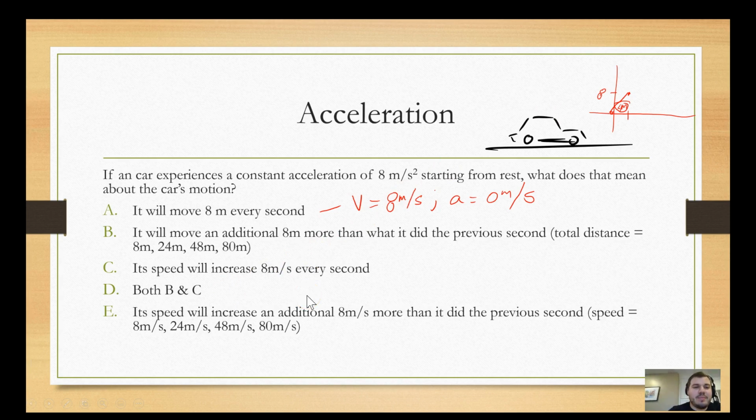Now, let's think about what happens after the first second. So in the first second, we go up to 8. And then in the next second, we'll go up to 16, and then 24. So the graph would look something like this. Now, we already showed that in the first piece here, in the first second, we would go 4 meters, but we could still look and see, okay, how much further do we go in the second second?